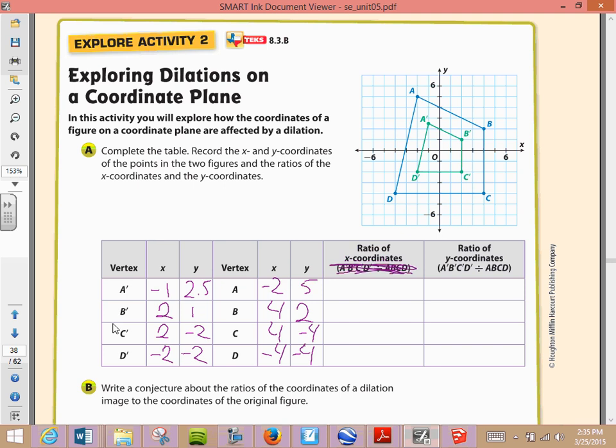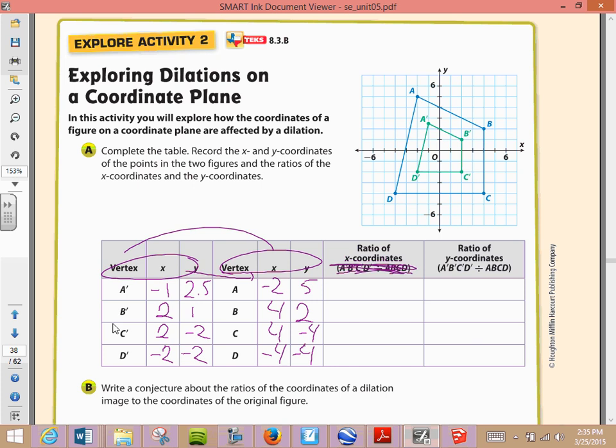In fact, I'm going to change this for one reason, guys. Listen carefully. The prime, is that the image or the pre-image? The image, which is the final one, right? After the dilation. The one before that one should have been this one. Because you start with the ones that are not prime and you go into the prime ones.